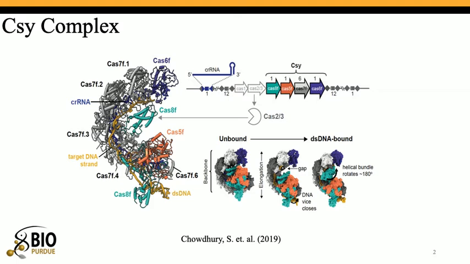Whenever this CSY complex, or surveillance complex, finds a piece of double-stranded DNA that it matches with, it hybridizes with it. When it hybridizes, it causes a rotation of this Cas8.4f. And this rotation of Cas8.4f then attracts a Cas2,3 nuclease to degrade the matching double-stranded DNA. This matching double-stranded DNA is often from a mobile genetic element or invading phage. Therefore, this is a good mechanism for the Pseudomonas bacteria to prevent infection.